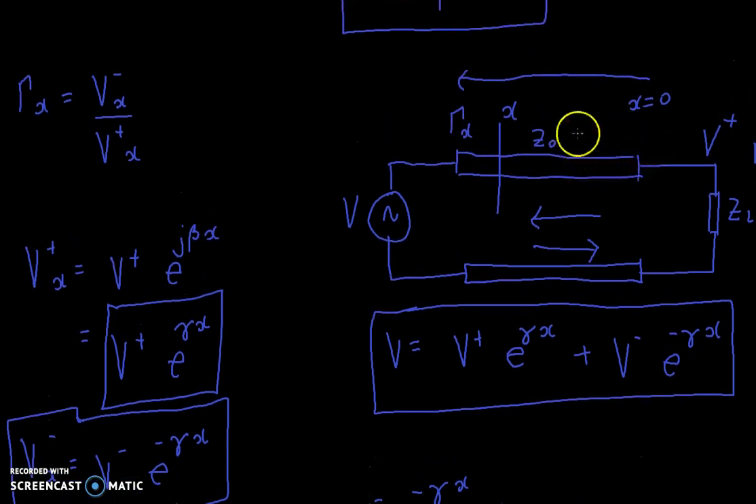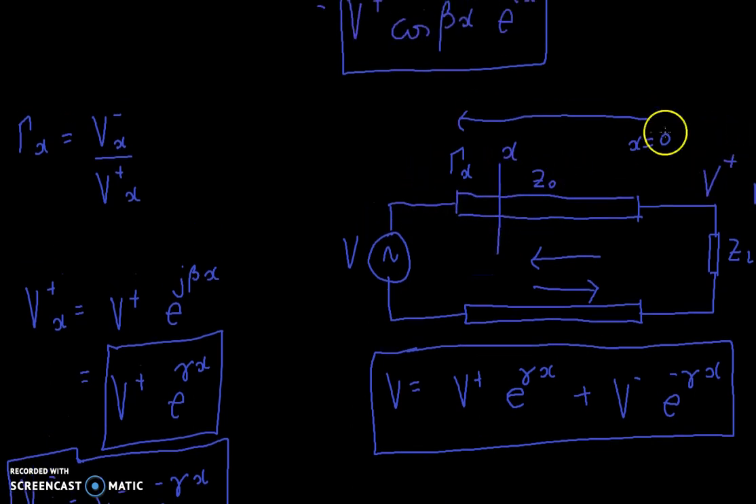So as we go from right to left, the coefficient will change because the voltages will change here. So we can calculate the reflection coefficient at any point. We'll use this to calculate the impedance of the line at any point in the next video.